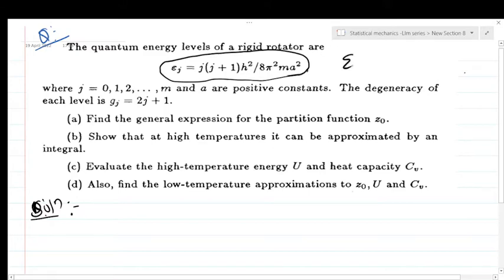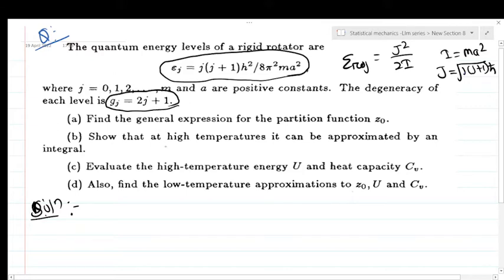As you know, the rotational energy is J squared by 2I, where I is the moment of inertia, that is m a squared, and J squared is equal to j(j+1) h-cut squared. So from this the rotational energy is given, where j ranges from 0 to infinity, and a is a positive constant, and the degeneracy of the level is 2j plus 1. And then we have to find out the general expression for the partition function.